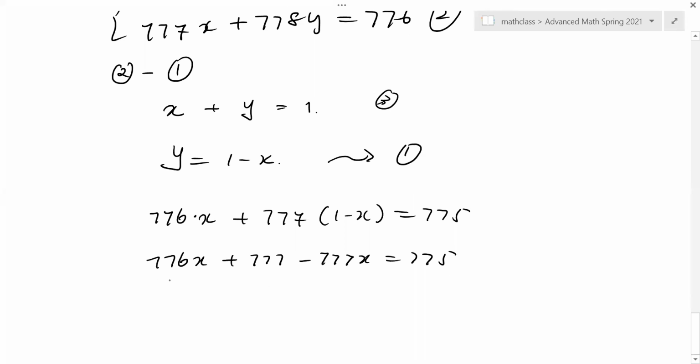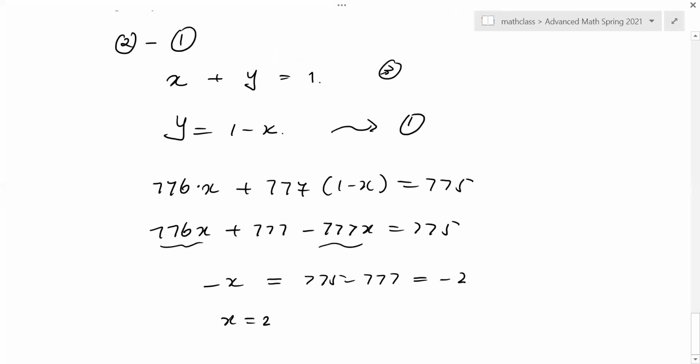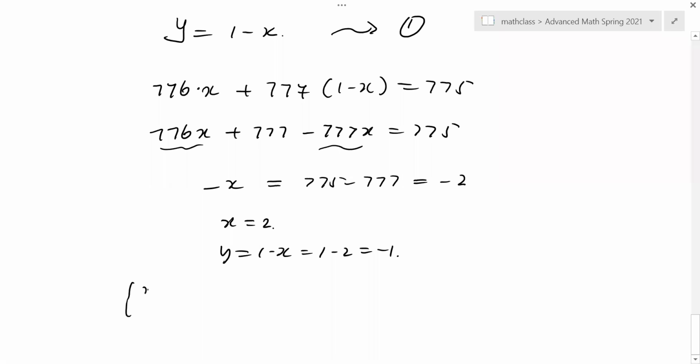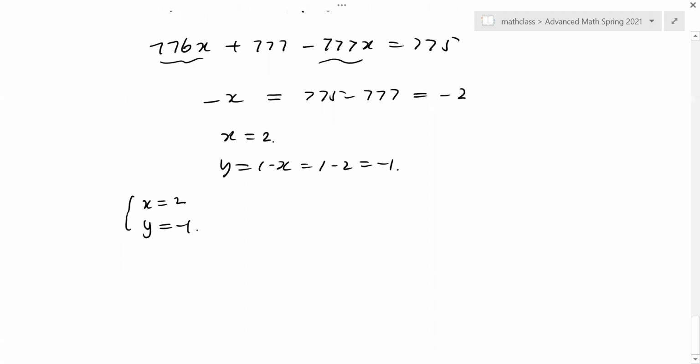All right. So this 2 gives you negative x, right? And also move 777 to the right-hand side. I got negative 2. So x is going to be 2. And once x is 2, y is going to be 1 minus x, which is 1 minus 2 equals negative 1. So that's it. You get 2 solutions: x equals 2, y equals negative 1.